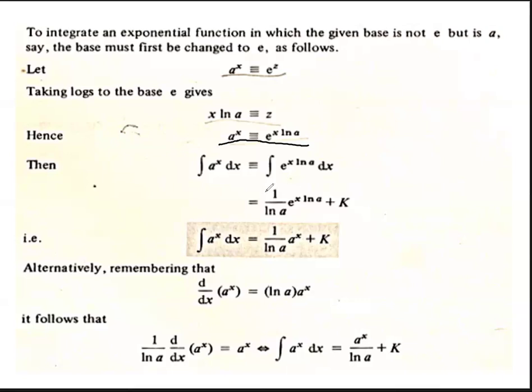But in front here, you have to divide the 1 by the derivative of what's up here, which is ln a, right? And from that, they came up with this general formula that the integral of a to the x is basically 1 over ln a times a to the x. Of course, your plus k has to come there, right?